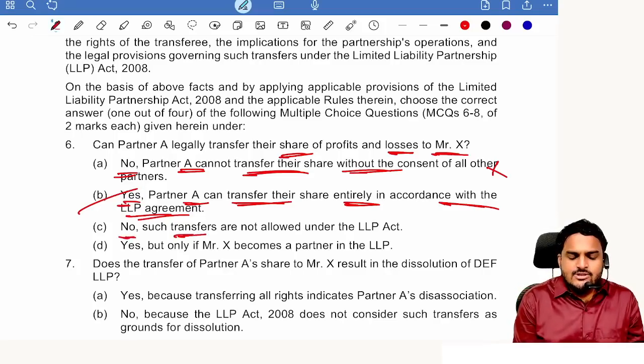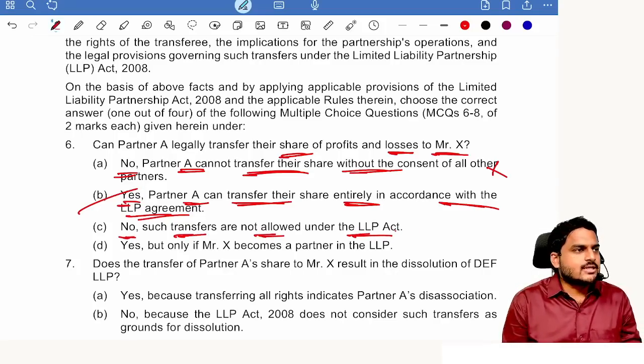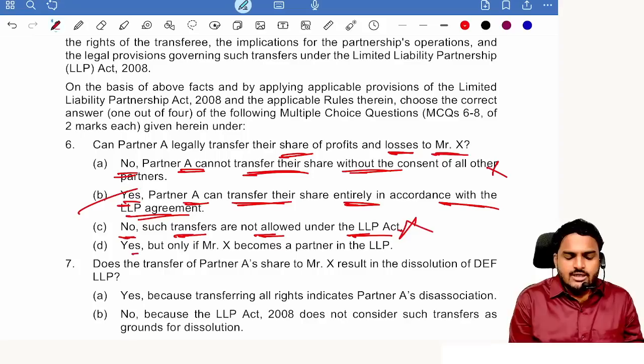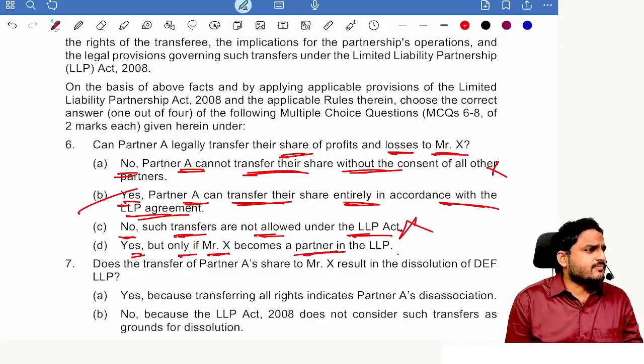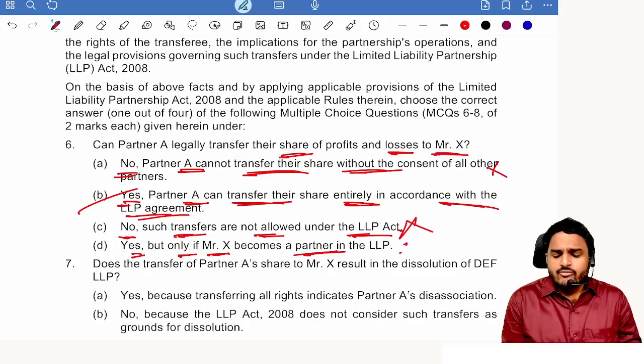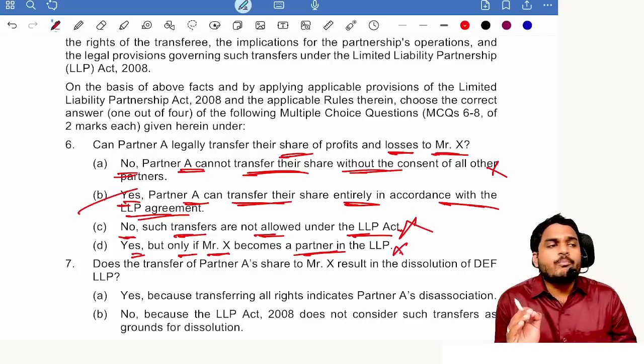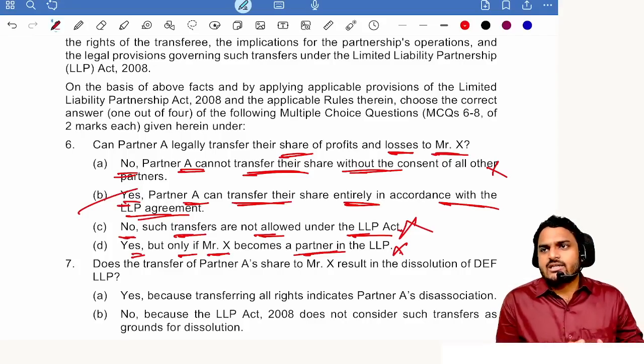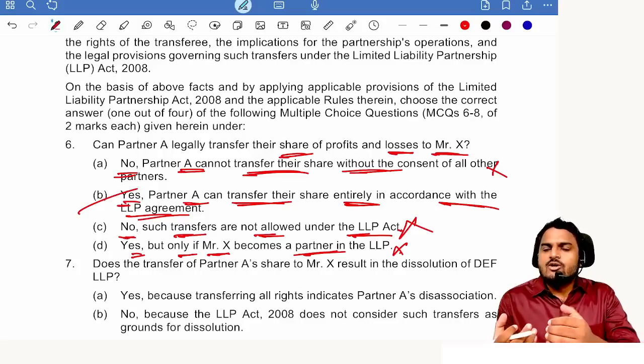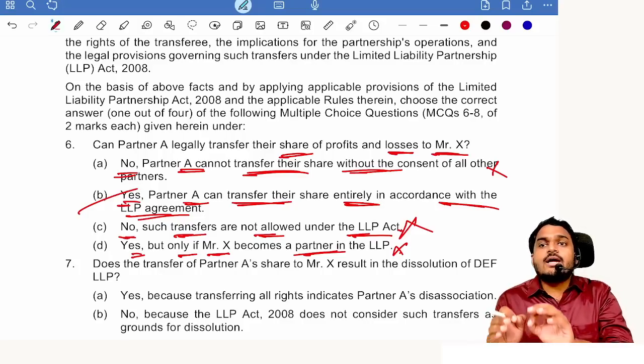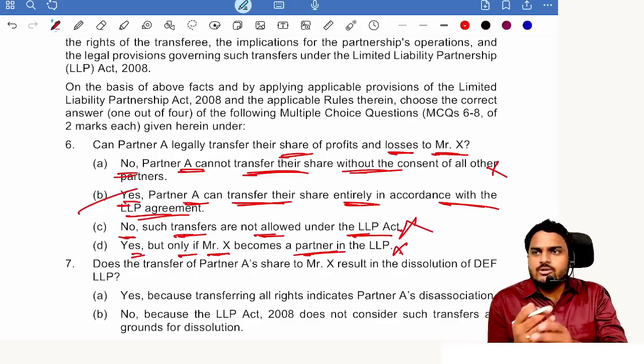No such transfers are not allowed under LLP Act. Who said transfer is not permitted? Wrong option. Yes, only if Mr. X becomes a partner in LLP. That clause is also not there. You can transfer interest, but transferee is not entitled to participate in management activities unless he is admitted into LLP as per LLP agreement. I told you this point 2 to 3 times.